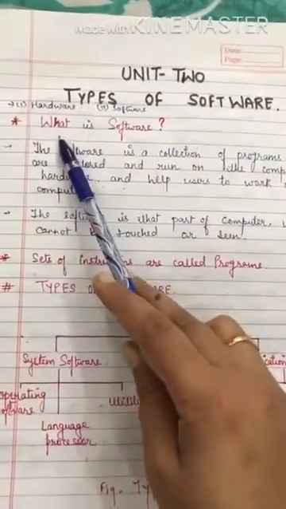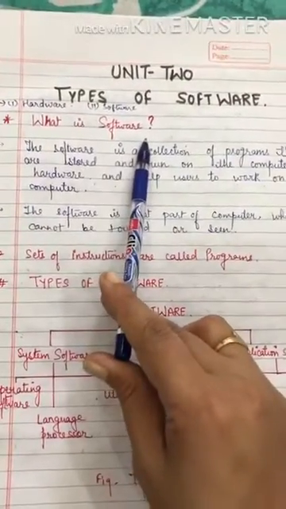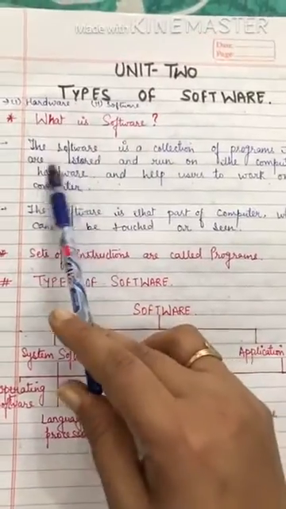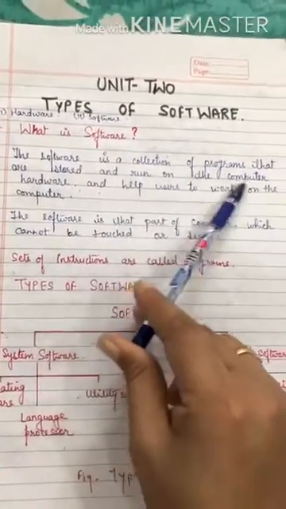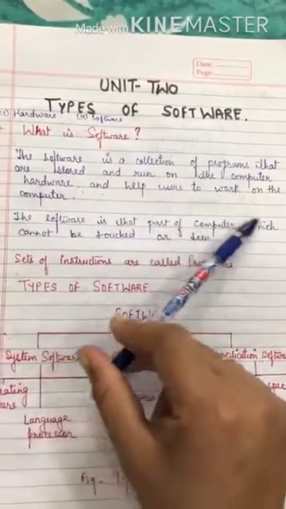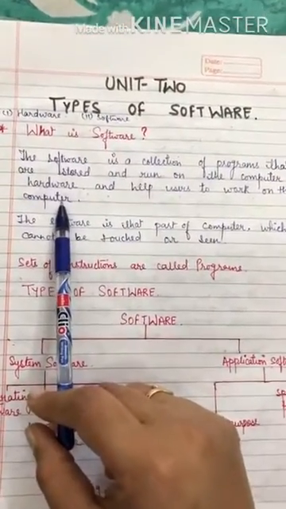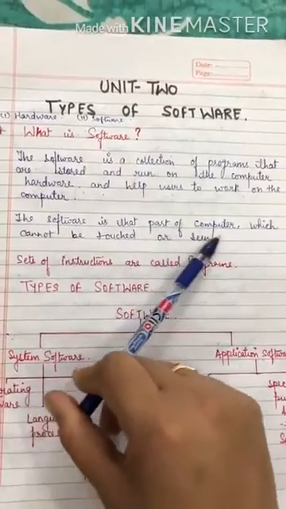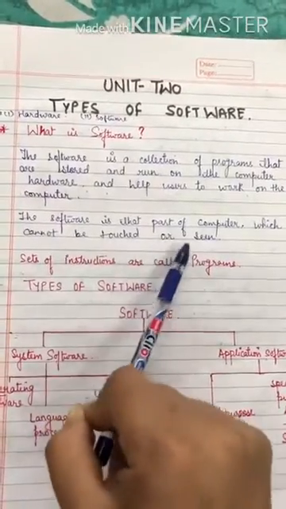The first topic is what is software. So children, what is software? Software is a collection of programs that we store and run on the computer hardware and that help the user to work on the computer. It is a part of the computer which cannot be touched or seen.